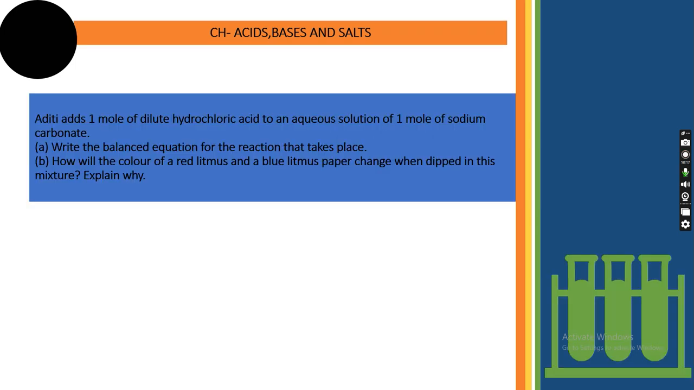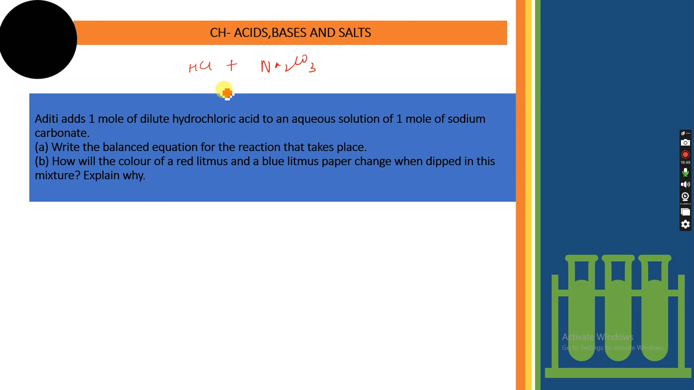Moving to the next one. Aditi adds 1 mole of dilute HCl to an aqueous solution of 1 mole of sodium carbonate. Okay, so you have to be very careful here. So 1 mole of HCl is added, and 1 mole of sodium carbonate. You have to write the balanced equation for the reaction that has taken place, and you have to tell the color change of the red litmus and the blue litmus paper when dipped in this mixture.